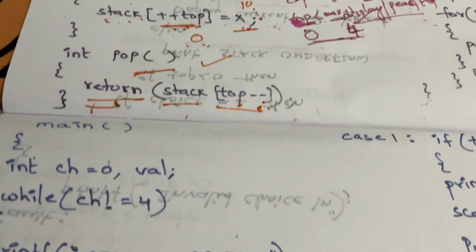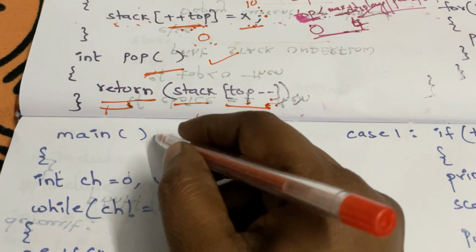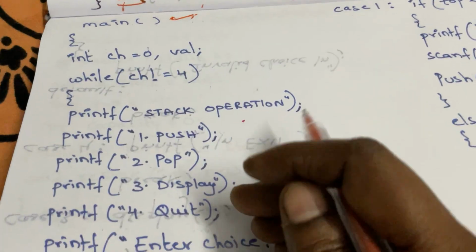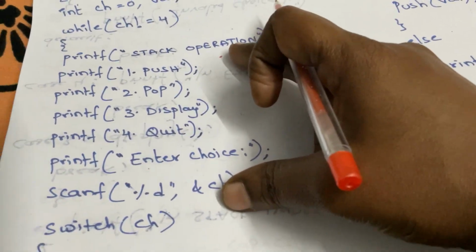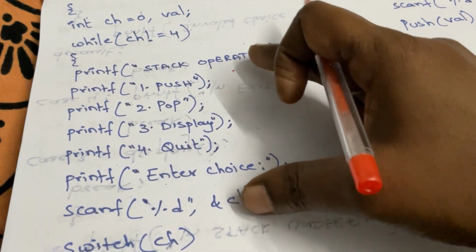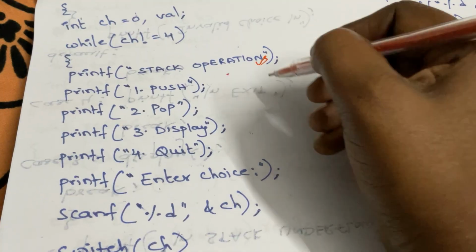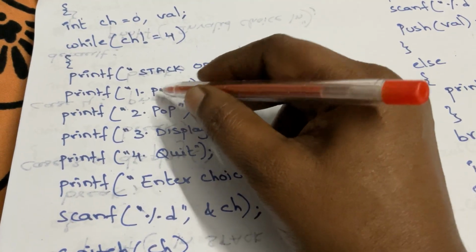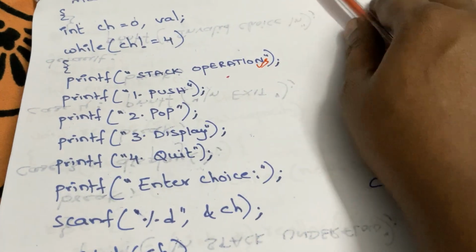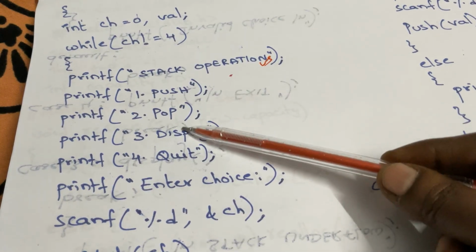Now let's see how we'll call these two functions in main. So main is the function where a C program begins. Now I wanted to write a menu driven program. What is a menu driven program? When you are executing this program, all these statements will get displayed: stack operations, 1. push, and so on. You just exclude the printf, you just see this list. You have all this list on the screen.